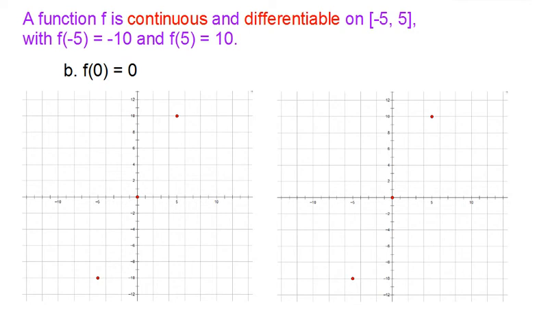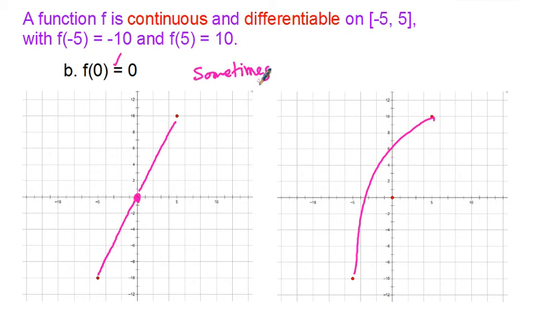Statement B says, does f map 0 to 0? Well, it might. We can draw an example where it does hit the origin, but we can draw an example where it doesn't. So the correct answer here is sometimes. Maybe the graph hits the origin, but maybe it doesn't.